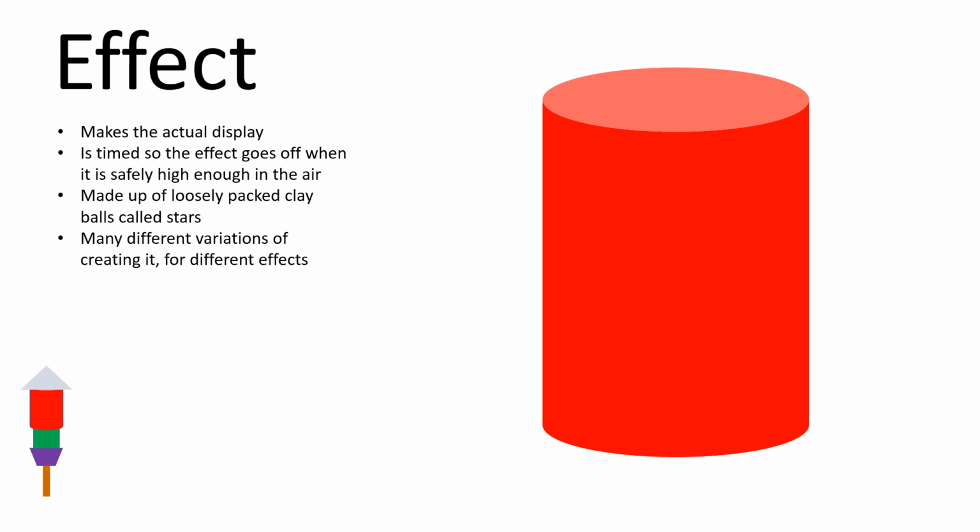It's made up of loosely packed clay balls called stars. These are, if I may use the terrible pun, the stars of the show. These contain the colorful effects of the firework that we'll get into a little later. It also has some gunpowder in it because you need something to light the stars to actually create the pretty colors. But the stars are the main part of it. And there are many different ways to pack this portion of the firework so that it creates different effects, different colors, and so on.